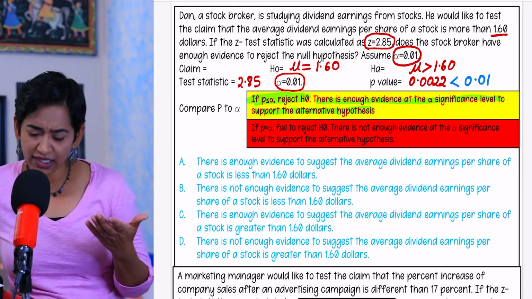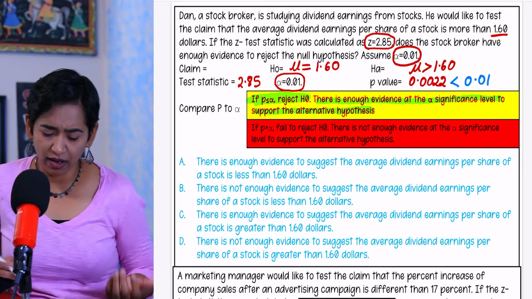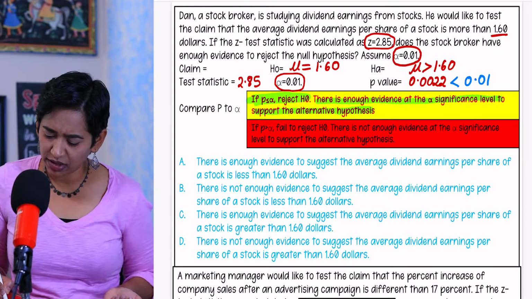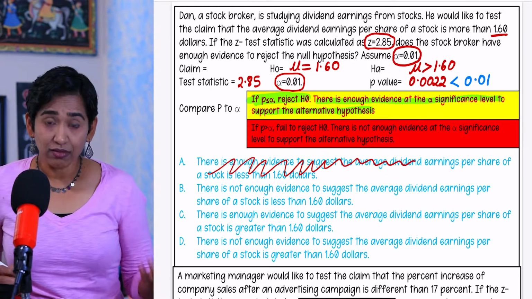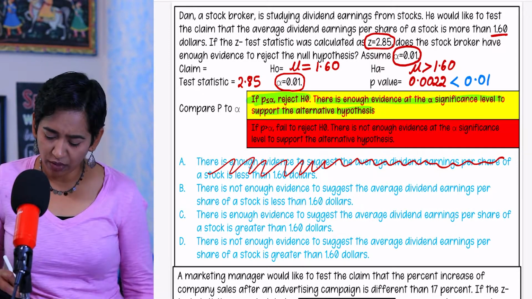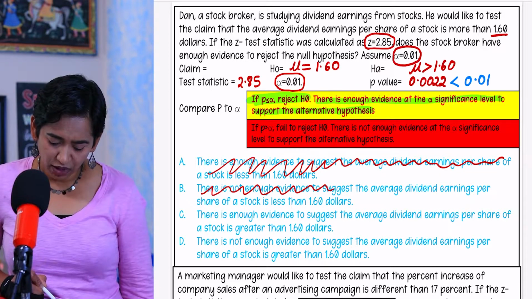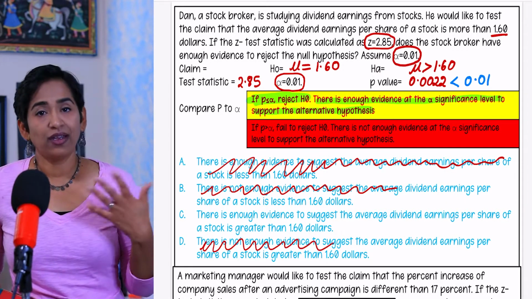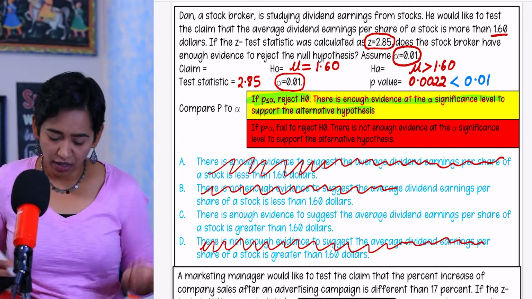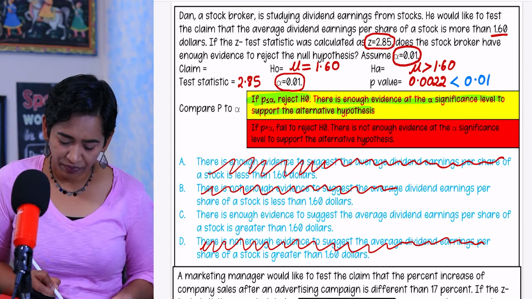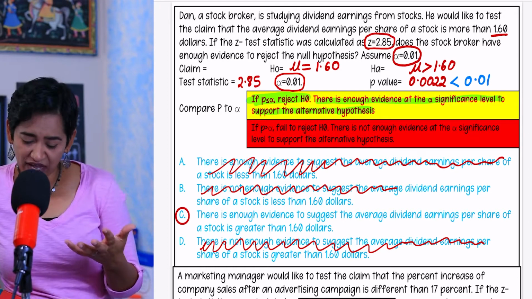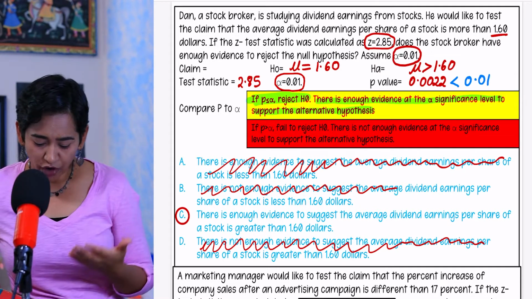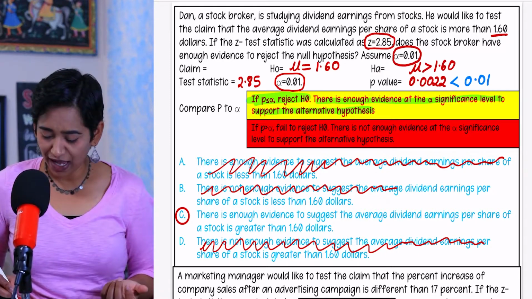But what is my alternative? My alternative is more than. So definitely this is not my option. I didn't talk about less than. My alternative is more than, remember? So there is not enough evidence. No, that's wrong because I know there is enough evidence. So even option D is gone because option D says there is not enough evidence. As you can see, almost three options are gone and I'm only left with option C, which says there is enough evidence to suggest that the average dividend earning per share of the stock is greater than 1.6.